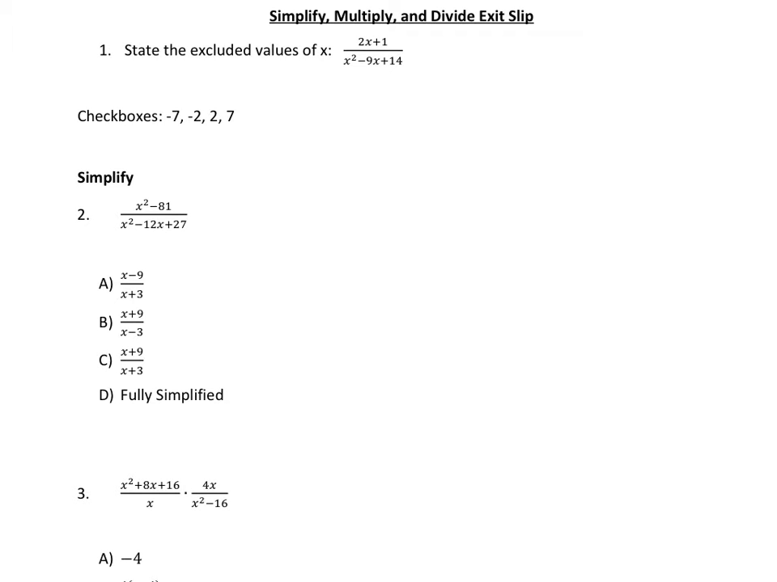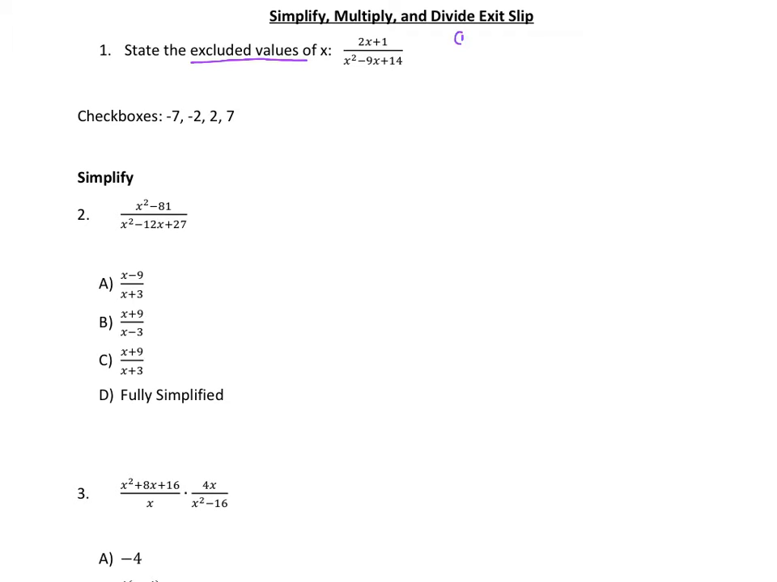In this video, I'm going to go over the simplifying, multiplying, and dividing rationals exit slip. So the first question said, state the excluded values. Remember, an excluded value is any number that makes our denominator equal to 0, and we do not want our denominator to equal 0.